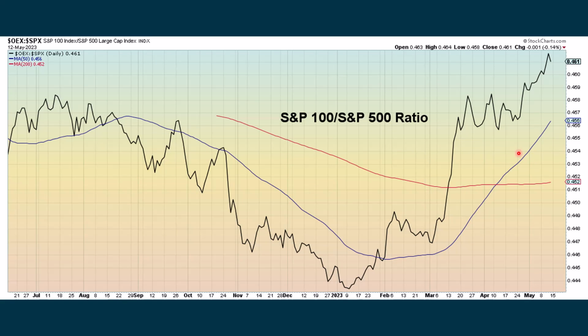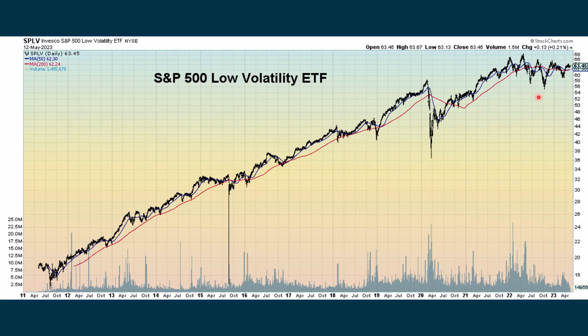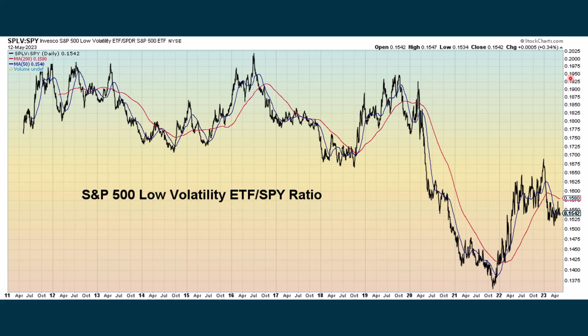The S&P 100, which are the 100 biggest stocks in the S&P 500, they are really outperforming the S&P 500, and we've had a recent golden cross. Low volatility stocks, which were a better place to be in 2022, they did see some weakness, but now they've started to shoot back up, and they're just barely in an uptrend. Then we compare the low volatility ETF with the S&P. It is in an overall downtrend and has been chopping sideways.